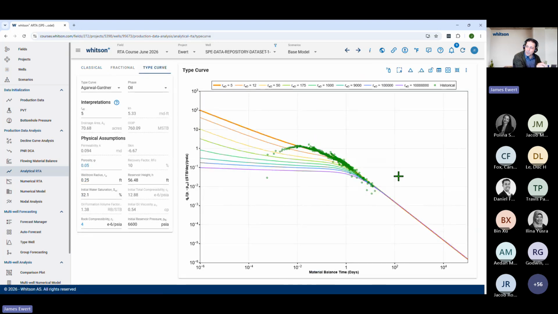Now, I told you when we looked at production data that we care if there's gaps. The gaps are spidey sense tingles. We want to know whether something changed. We can see that in the type curve, okay?